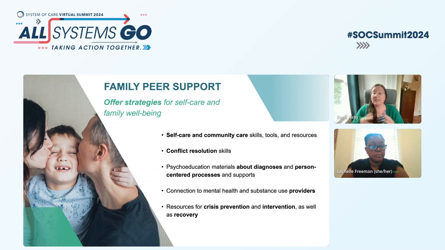Family peers can often connect families directly to mental health and substance use providers. They also help families think about crisis prevention and often are meeting families when they're in a crisis intervention point, but they also help them think about long-term recovery. So family peers really take not only a lifespan approach in terms of looking at supporting families of loved ones who are any age, but also supporting families across the lifespan of that individual, from when they are first going through this crisis all the way through them staying in long-term recovery.